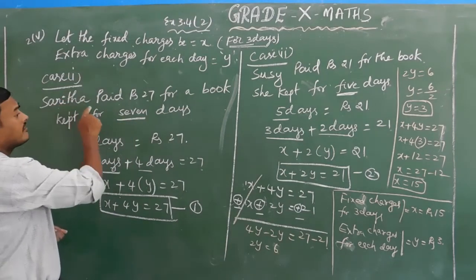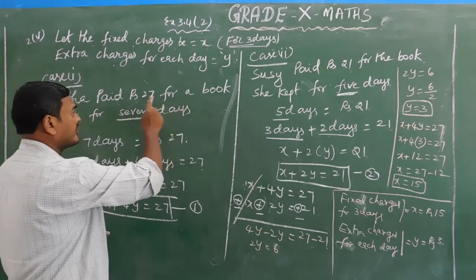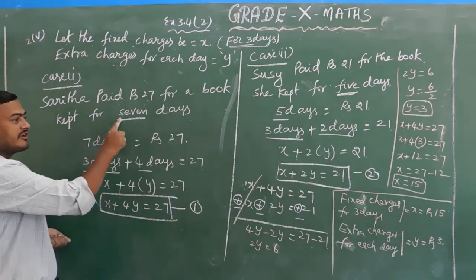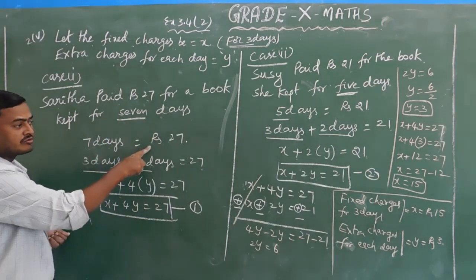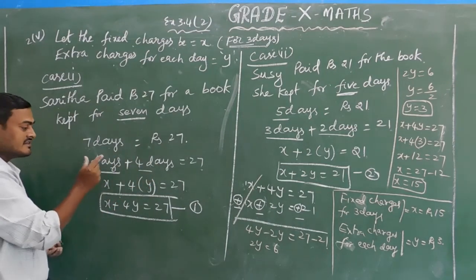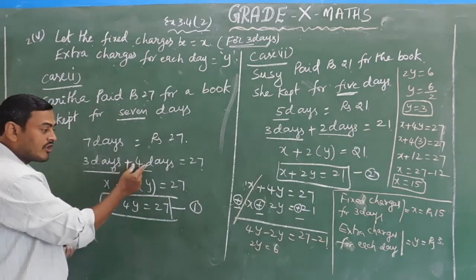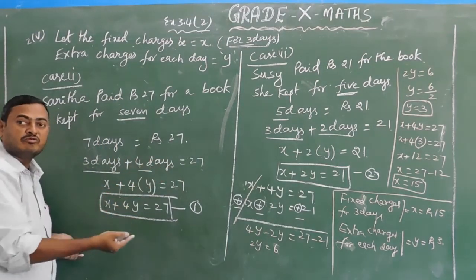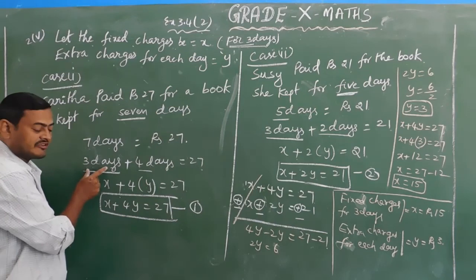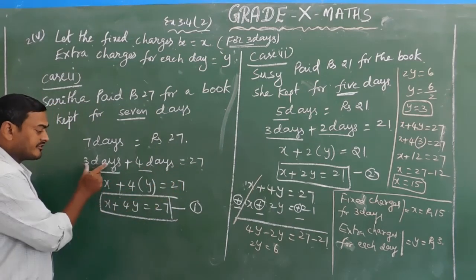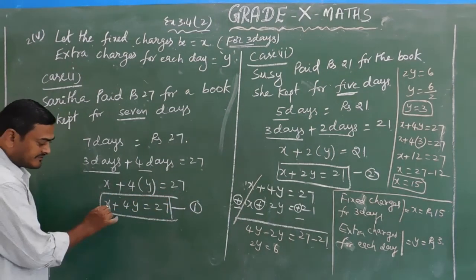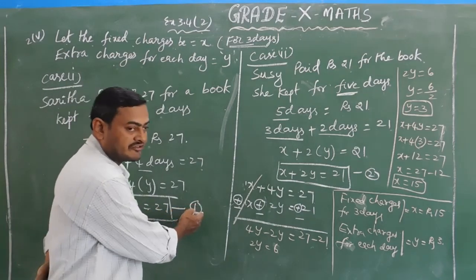Now Sarita, how much did she pay for a book? 27 rupees she paid for 7 days. I am taking 3 days plus 4 days. Why am I taking it like this? 3 days will be fixed charges, and for the remaining 4 days, for each extra day we have to pay some amount. So the first 3 days are fixed. Now 3 plus 4 days equals 7 days. For 3 days it is variable x and 4y, equal to 27. Now this is x plus 4y equals 27. This is equation number 1.